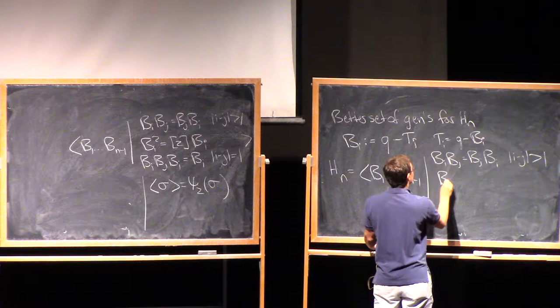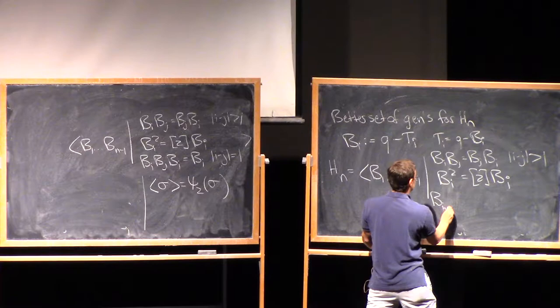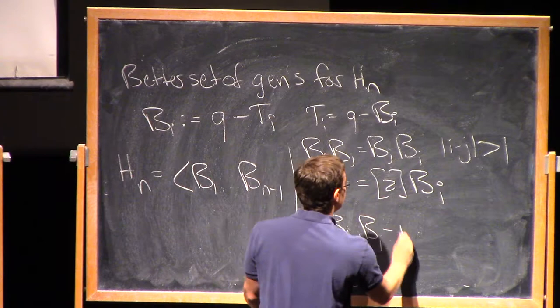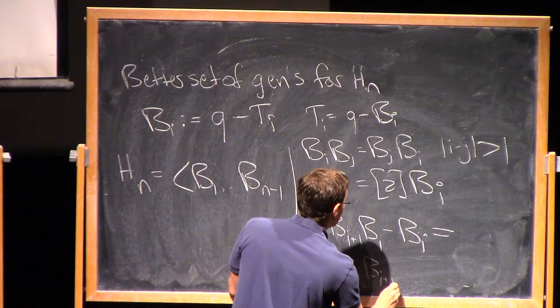Now I get a relation that looks just like in the Temperley-Lieb algebra: B_i squared is quantum 2 times B_i. And then the Reidemeister 3 move turns into this relation: B_(i+1) B_i minus B_i is equal to the same thing with the roles of i and i+1 switched, B_(i+1) minus B_(i+1).